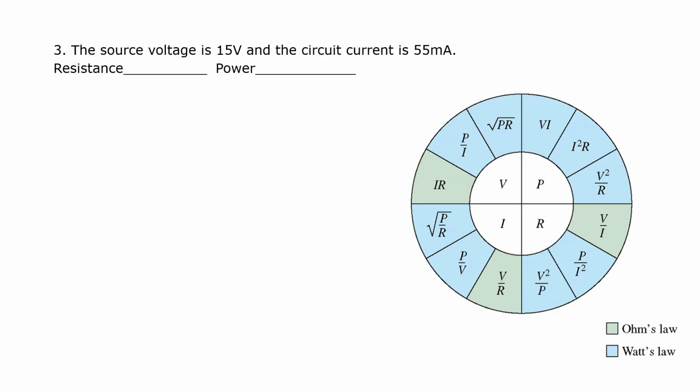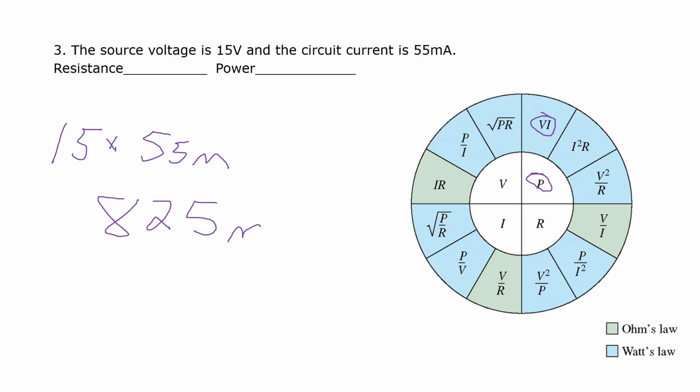Next up, we have power. Where's my marker? There it is. Power, and we have voltage and current. That's going to be fairly easy here. 15 times 55 milli, and that'll give us 825, metric prefix of milli. Again, power is measured in watts.